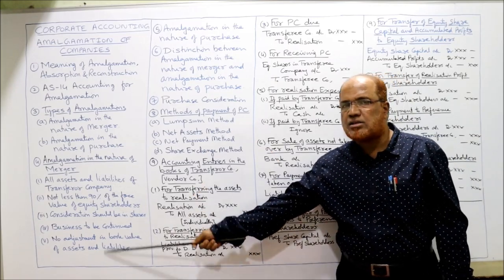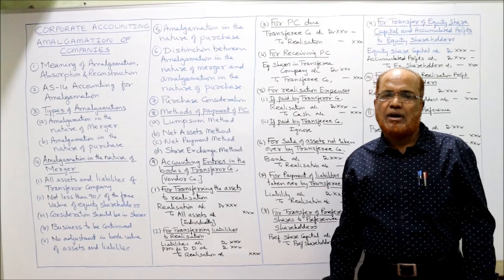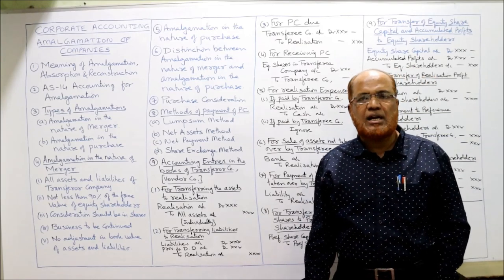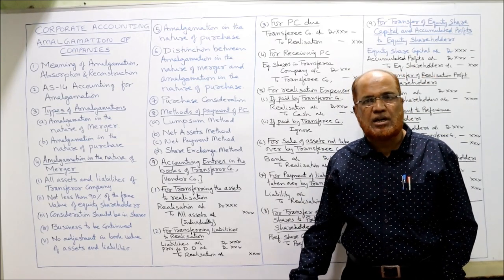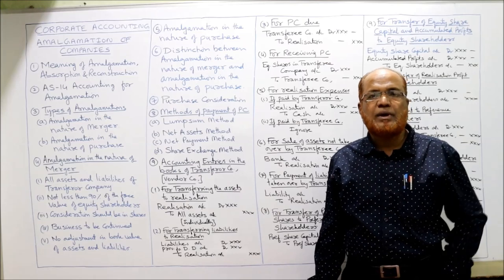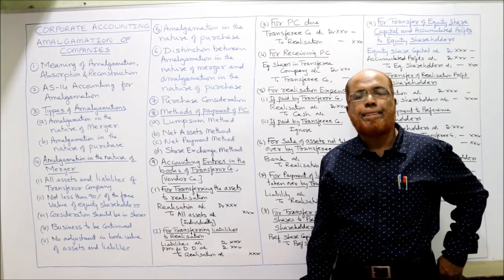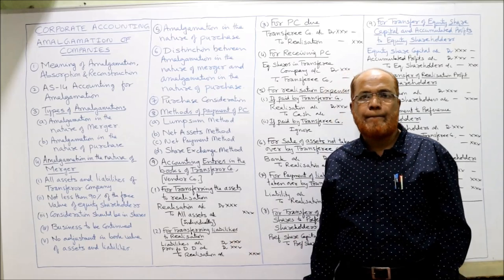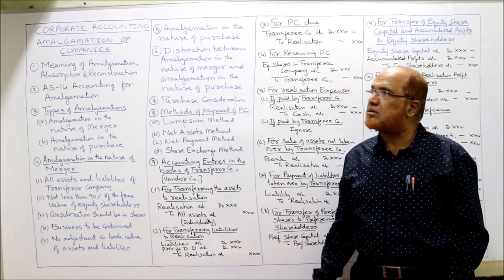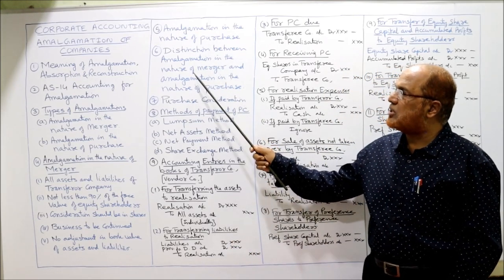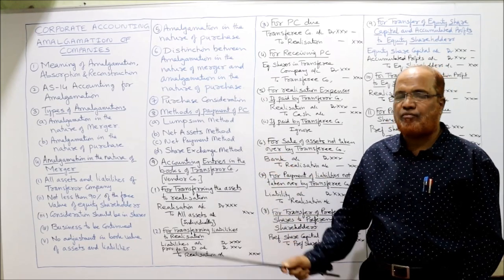If any of the conditions are not satisfied. अगर ये पांच conditions में से कोई भी एक condition satisfy नहीं हो रहा या पांच conditions satisfy नहीं हो रहे, तो फिर ऐसे amalgamation को कहते हैं amalgamation in the nature of purchase. Right? Now distinction between amalgamation in the nature of merger and amalgamation in the nature of purchase.